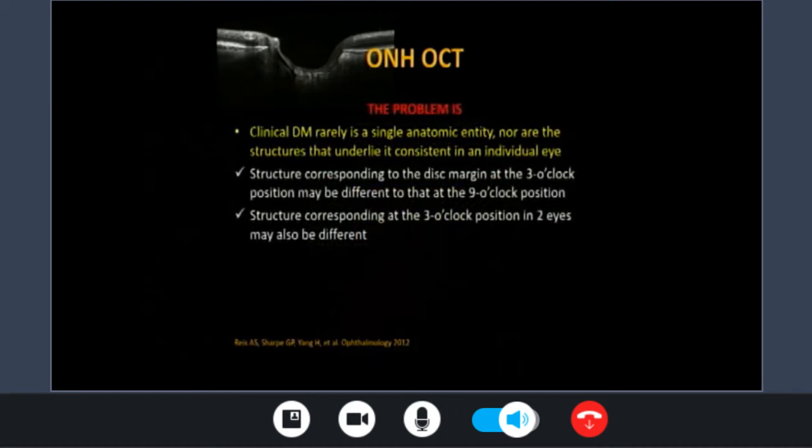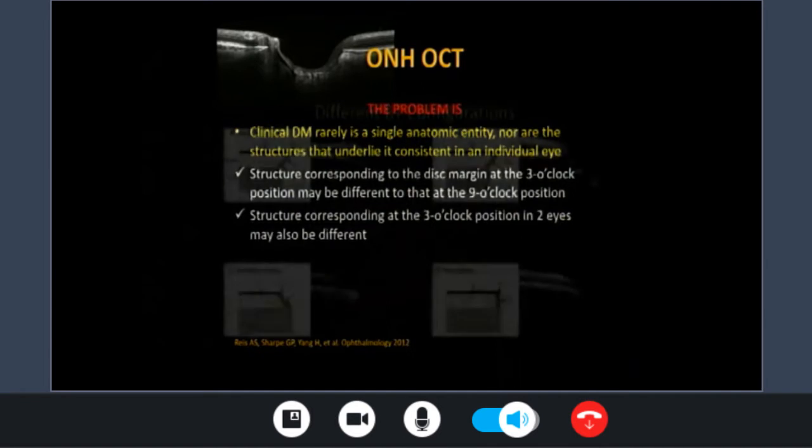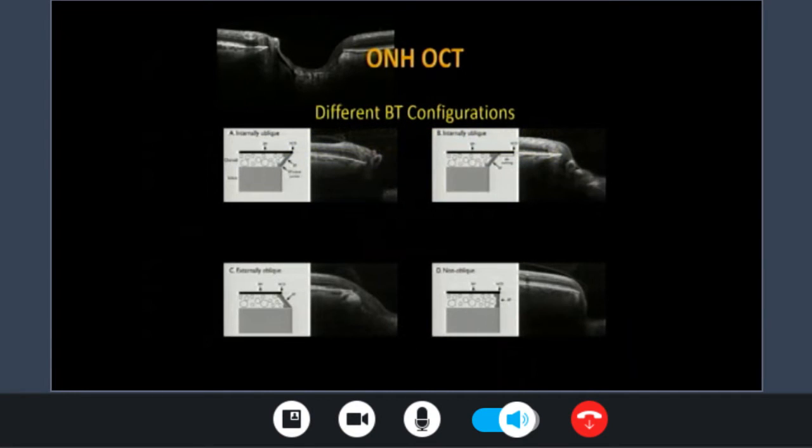Another example here. We know that in fact the clinical disc margin is rarely a single anatomic entity, nor are the structures that underlie it consistent within an individual eye. So whenever you look at structures in the 3 o'clock geographic area, they will not be identical to those at the 9 o'clock area, and structures corresponding to the 3 o'clock position in one eye might not be identical to the 3 o'clock position in another eye. Why is that? Because we have different border tissue configurations present in a single eye.